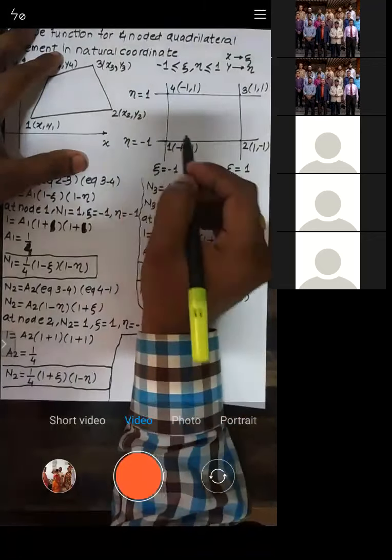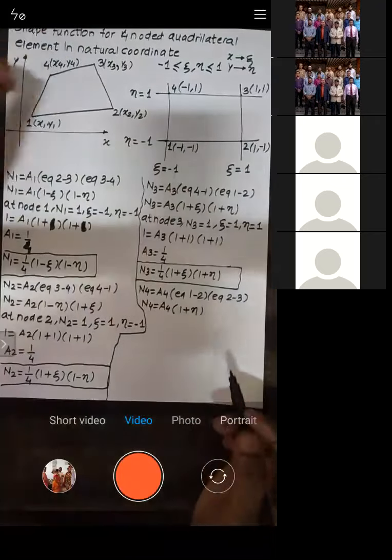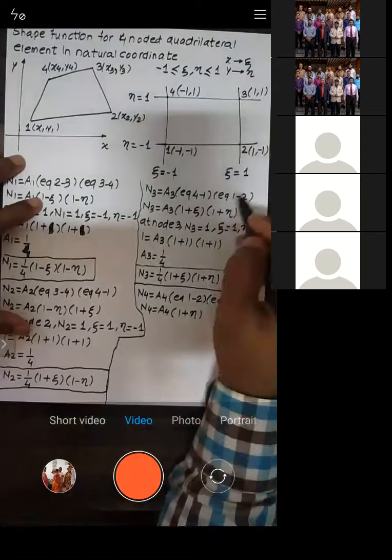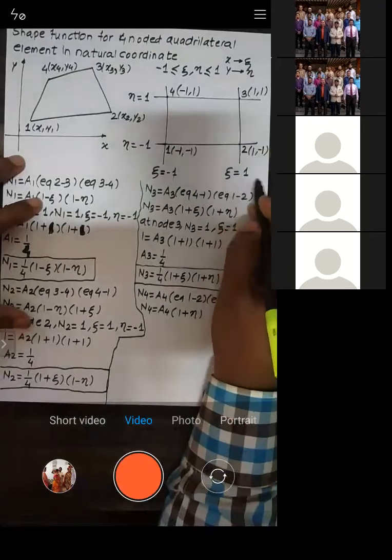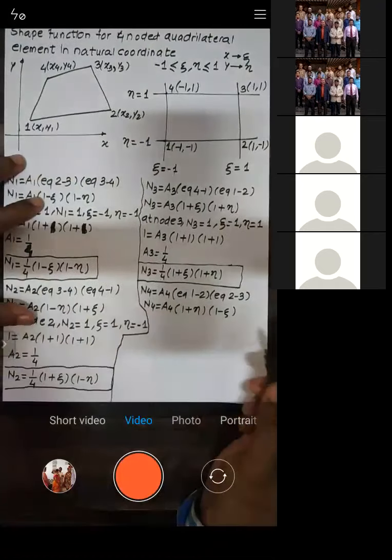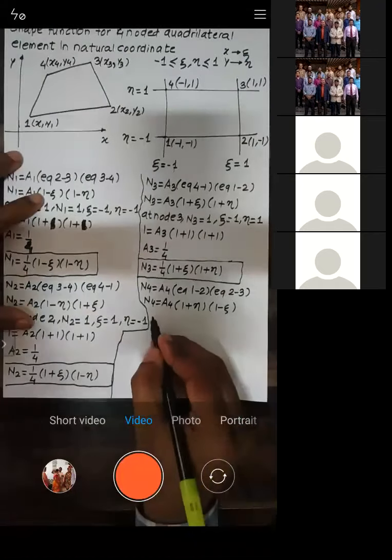See, what is -1 minus neta? It is 1 plus neta, right? And what is the equation of 2 to 3? It is zeta is equal to 1. That is 1 minus zeta, right? That is 1 minus zeta. Yes or no? Is it okay?